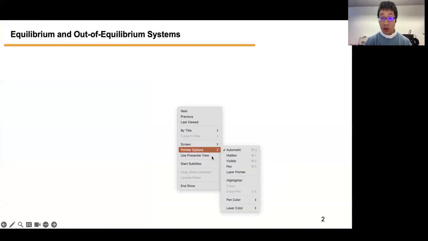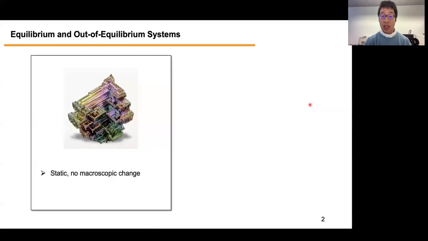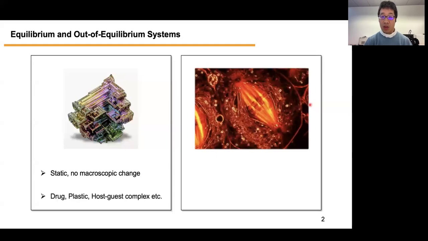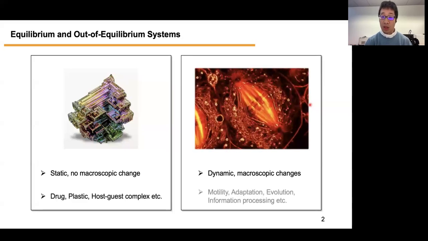So as you already know, there are two types of systems in the world: equilibrium systems and out-of-equilibrium systems. Equilibrium systems are static and they don't show macroscopic changes over time, but the vast majority of focus of chemistry has been on making new equilibrium systems like drug, plastic, host-guest complex, and many other examples. But recently, synthetic chemists are getting more and more interested in making out-of-equilibrium systems. They show dynamic macroscopic changes over time.